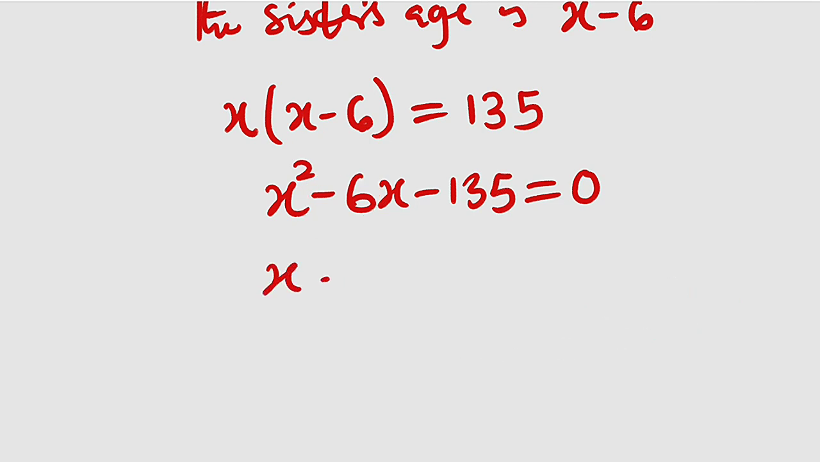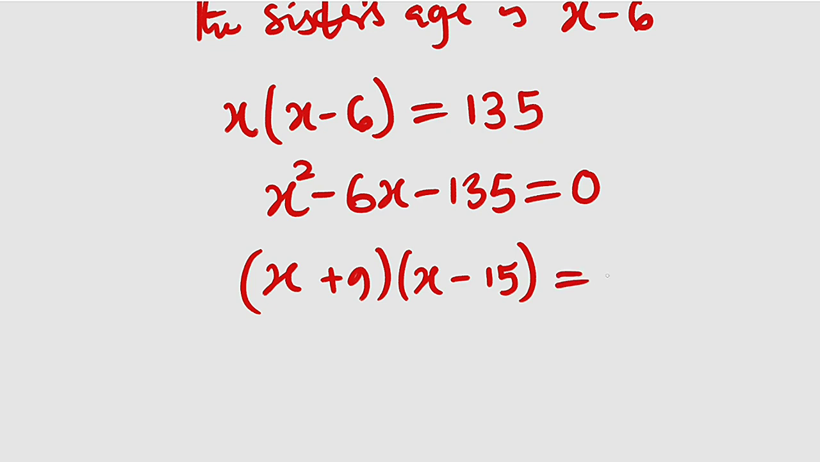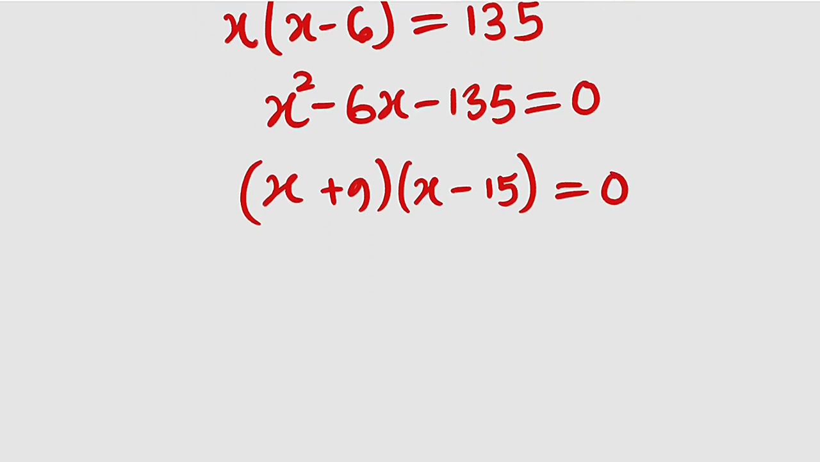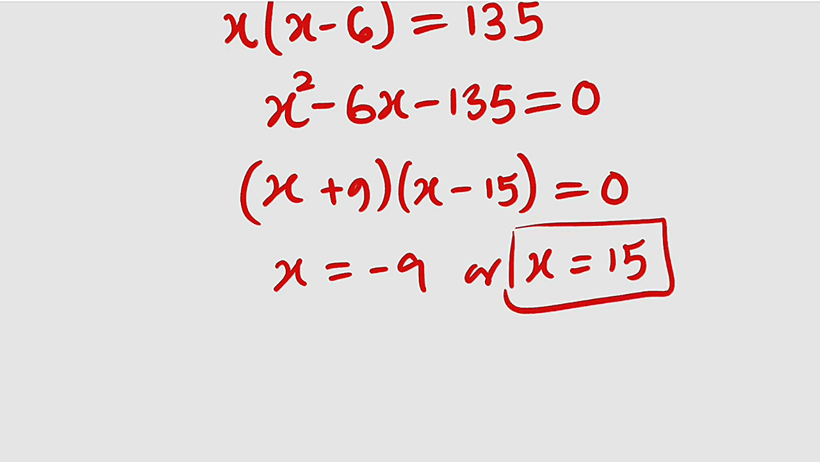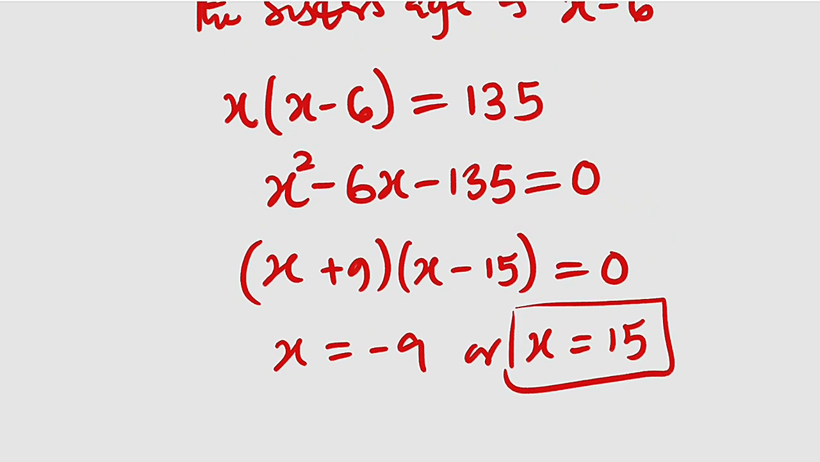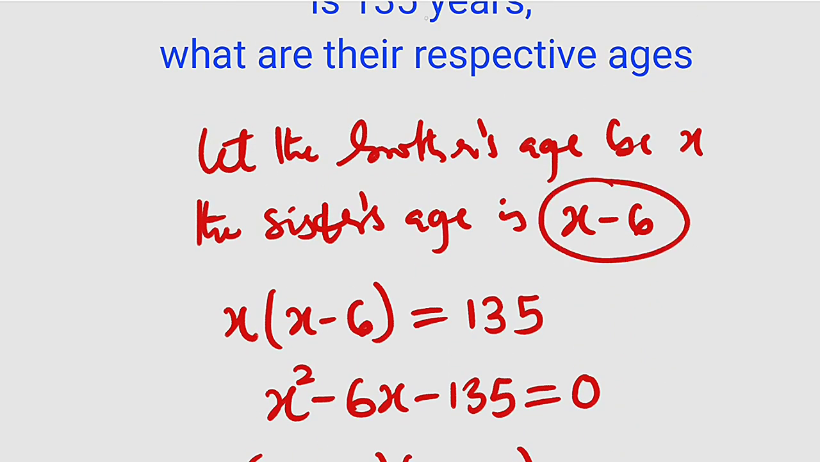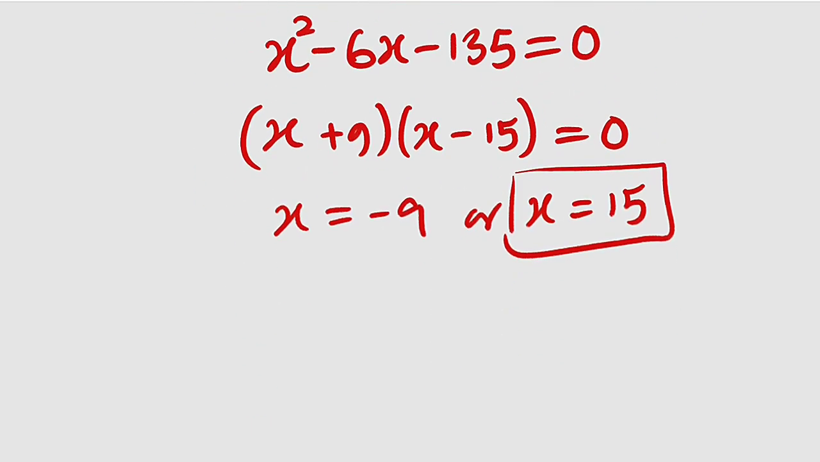So let us factorize it. This is x plus 9 multiplied by x minus 15 equal to 0. I can do that directly by setting the two factors equal to 0. It's either x equal to negative 9 or x equal to positive 15. But remember that x stands for the age of the brother. Therefore, we have to consider x equal to 15. But she is x minus 6, which is 15 minus 6, right?